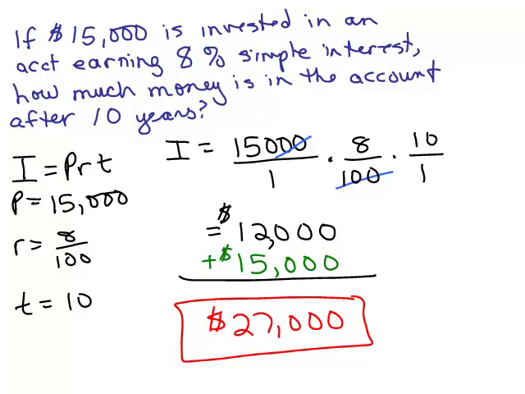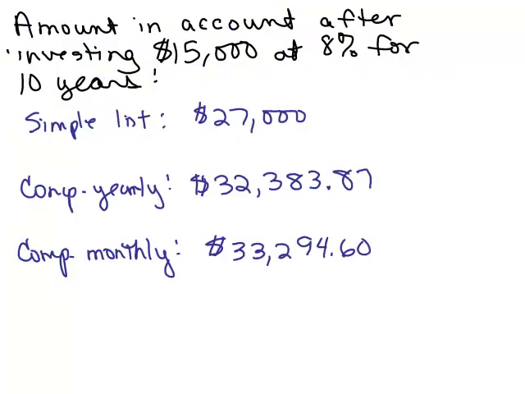Okay, so let's look at the three side by side. So we have the final results. The amount in an account after investing $15,000 at 8% for a certain number of years using simple interest, if it's compounded yearly or it's compounded monthly.